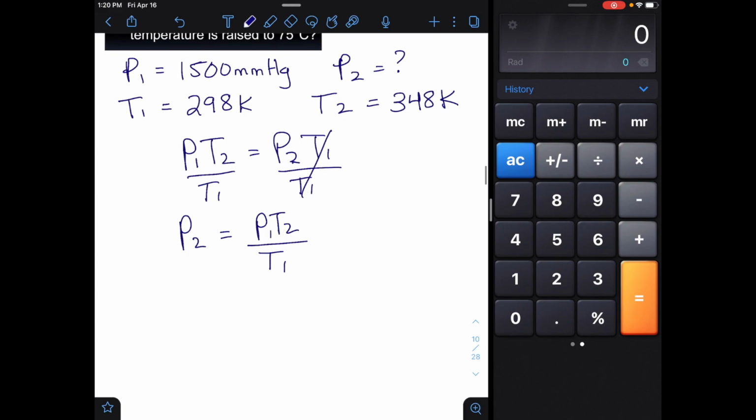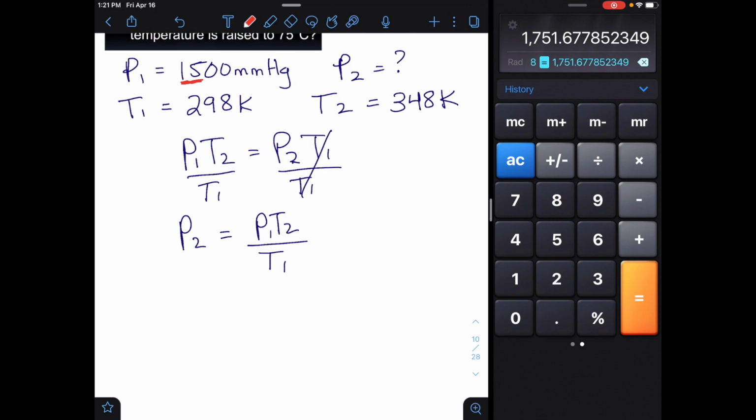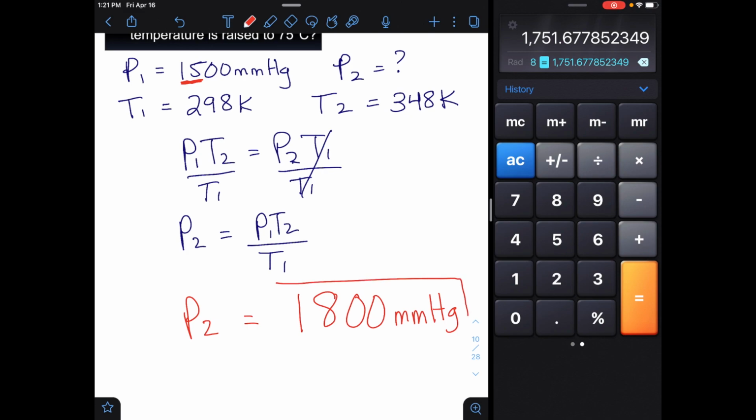So I put this into my calculator. I say 1500 times 348 divided by 298. That's the T1. And I get 1,751, but I know from my sig figs that I've got two sig figs here, so I want my answer to have two sig figs. So P2 is going to equal 1800 millimeters of mercury, and that will be my final answer that I will put down on my paper.